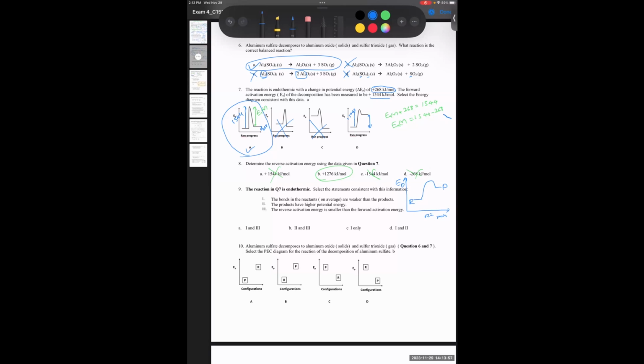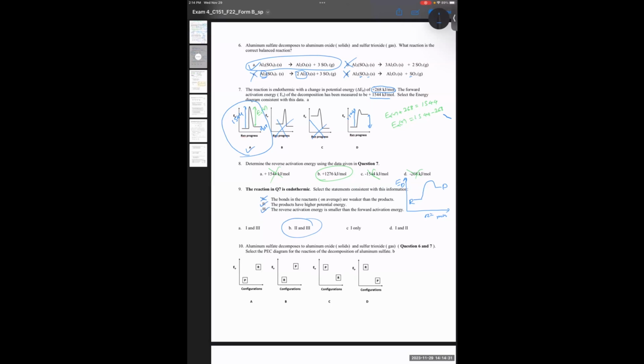Statement 1 says the bonds in the reactants are weaker than the products. No, that is incorrect. The reactants have a lower potential energy, meaning you have stronger attractive interactions or stronger bonds in the reactants compared to products. Statement 2, the products have higher potential energy. Yes. The reverse activation energy is smaller than the forward activation energy. Yep, that is correct too. 2 and 3, option B.